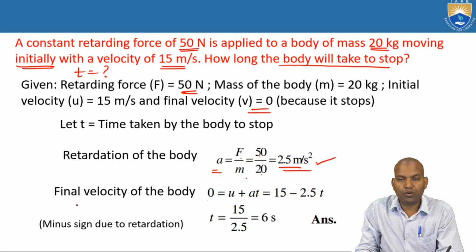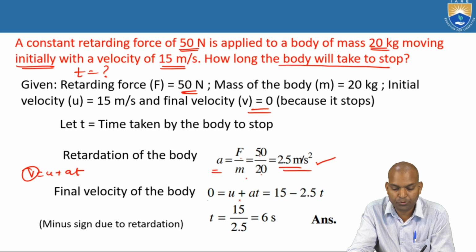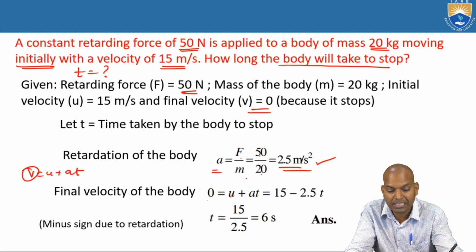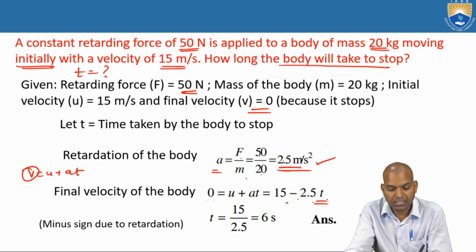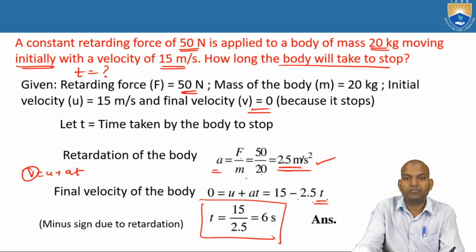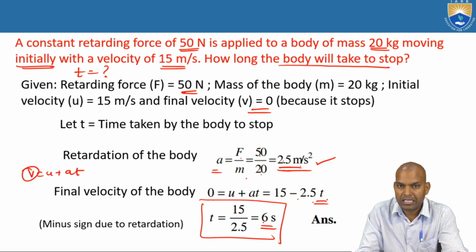Now, the final velocity of the body, v equal to u plus at. Here v equal to 0, and u is the initial velocity, 15 meter per second. And what is the acceleration? It is a retarding acceleration, so a becomes minus 2.5 meter per square second. So 0 equal to 15 minus 2.5 times t. From that, t comes to 15 by 2.5, that is 6 seconds. To come to rest, we need 6 seconds. How long will the body take to stop? 6 seconds.